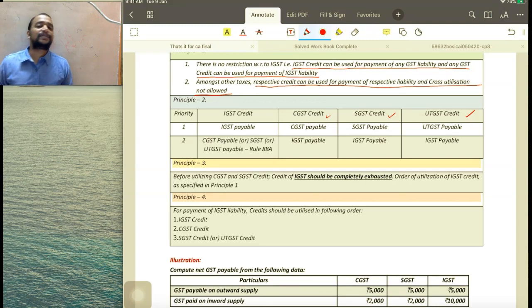There is no restriction with respect to utilization of IGST. Principle number 1, point number 2: with respect to other credits, use the respective credit for payment of the respective liability. Then principle 2: IGST credit first for IGST payable, then for CGST, SGST or UTGST in any manner, in any proportion, per rule 88A. And the remaining credits first for the respective liability, then for IGST payable.